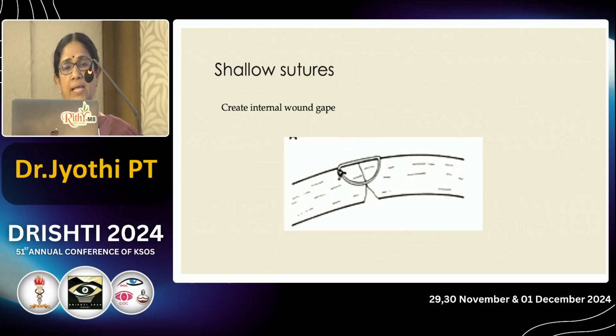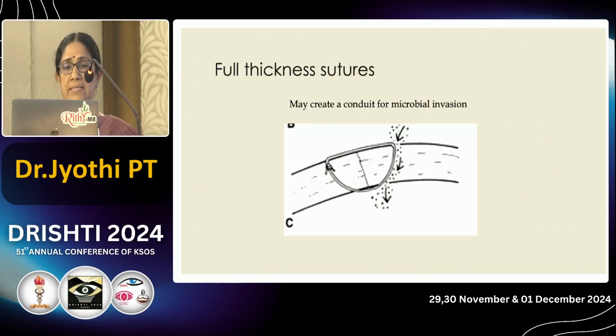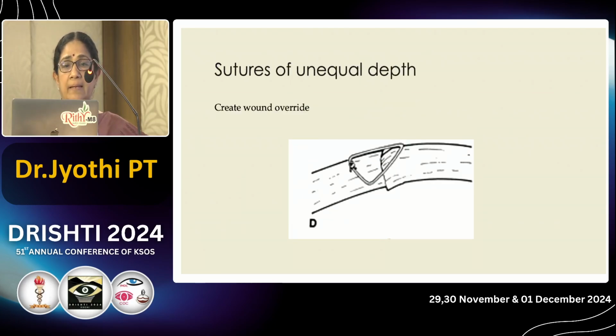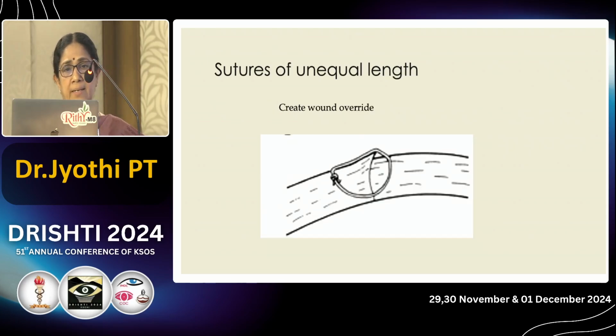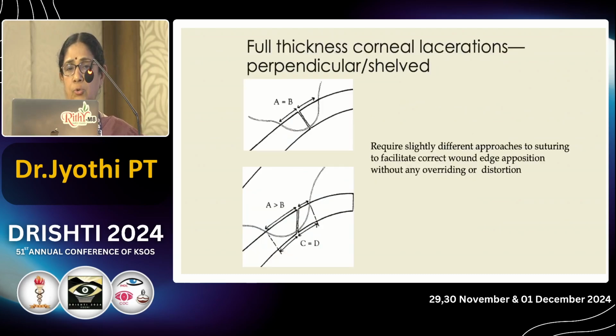So what happens when you put shallow sutures? It creates an internal wound gape. When you put full thickness sutures, it may create a conduit for microbial invasion. That is why it is said about 90% corneal thickness. Sutures of unequal depth, shallow on one side and deeper on the other side, can cause wound override. Similarly, sutures of unequal length also can cause wound override.